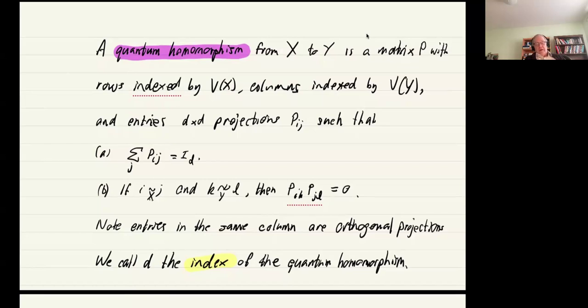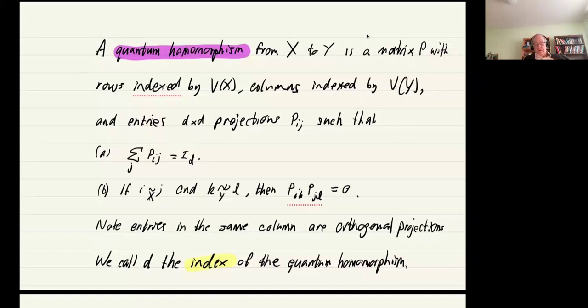If i is adjacent to j in X and k is not adjacent to l in Y, then this product is 0. So you've got two projections now, their product is 0. Now, if you're dealing with 0 and 1 as your projection, that means that they're not both equal to 1. But if you're dealing with actual projections, then you've got more choices. Okay, but this is the official definition of a quantum homomorphism. I'll give you a slightly different version of it in a moment.